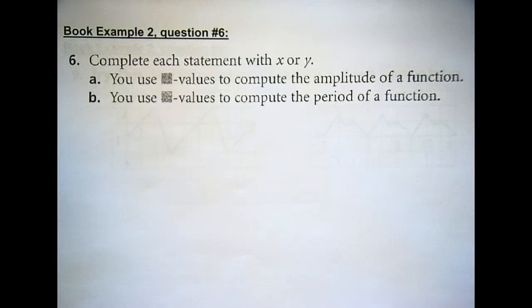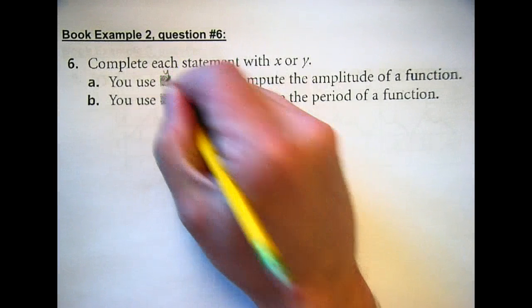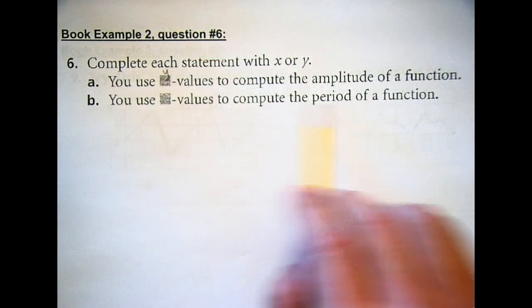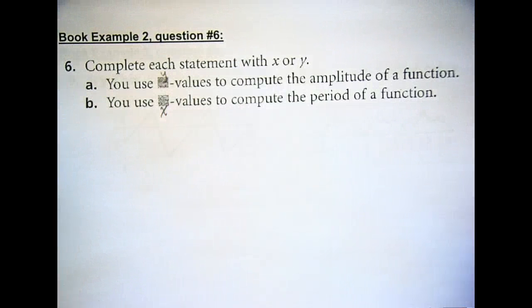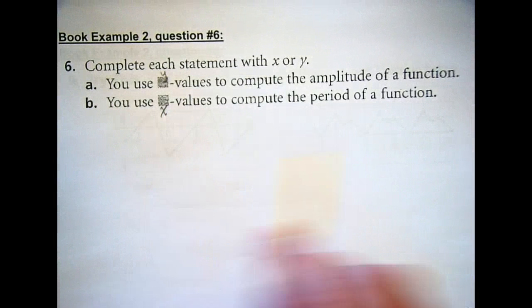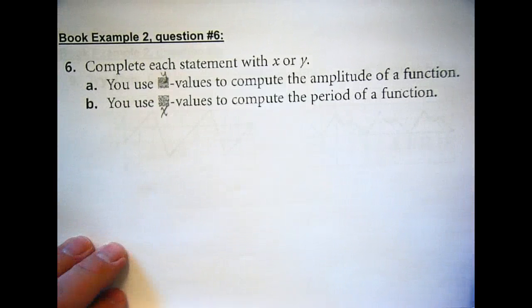Number 6, Part A. Use the what values to find the amplitude? Amplitude, everyone. What did the amplitude go with, X or Y? Y. Good, they go with the Y. How about period, X or Y? X. Okay. Period is measured on your x-axis, amplitude is measured on your y-axis.